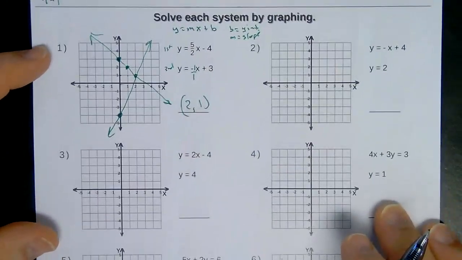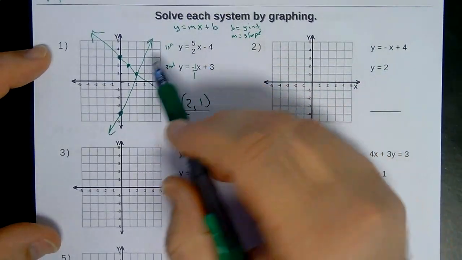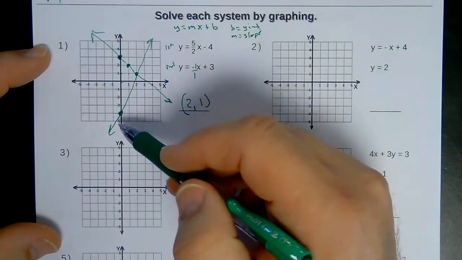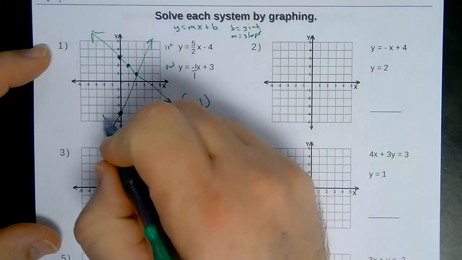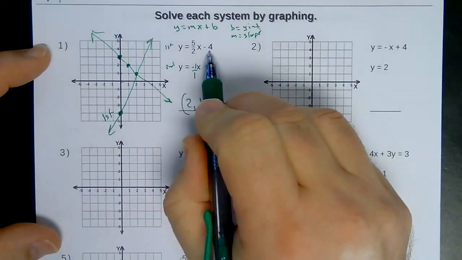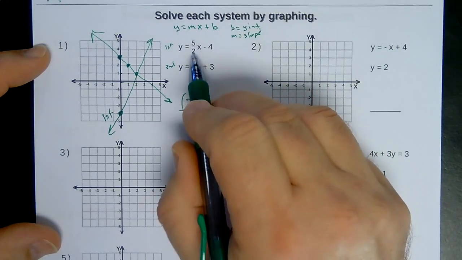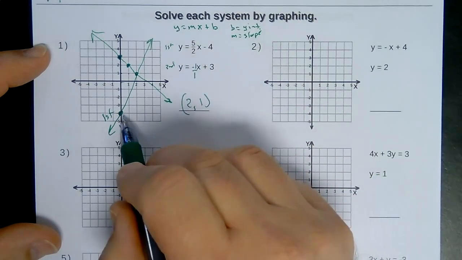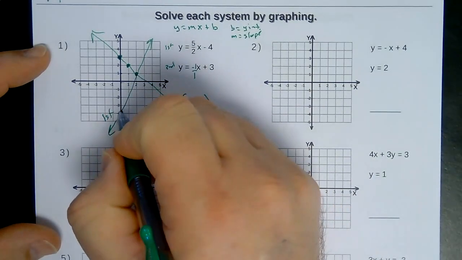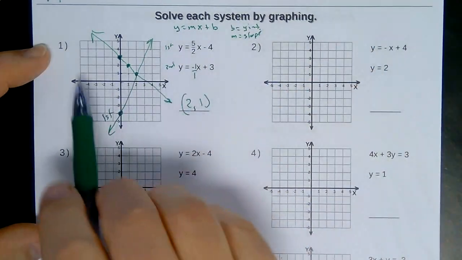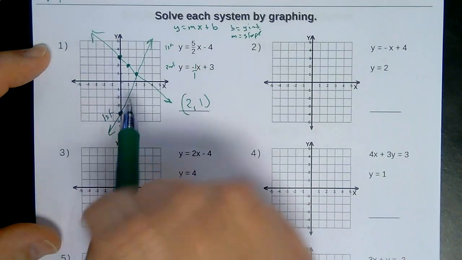Alright, so I'll give you a chance to look that over again. Again, double check how we did this. The first line right here is I plotted the -4 first. That was my y-intercept. And then I did my slope 5 over 2 from this line. Again, up 5 and over 2. And the second line was this one right here.